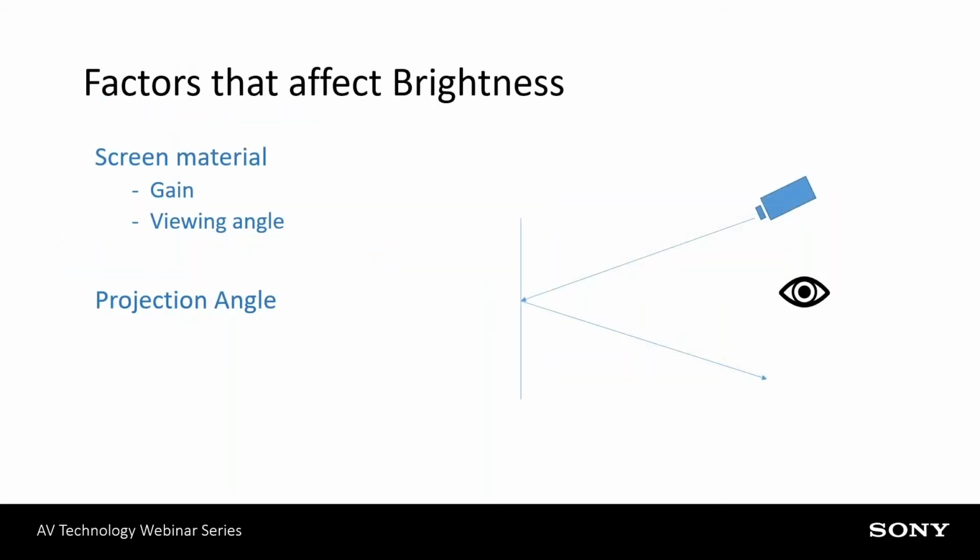Other things that affect brightness: screen material, viewing angle, projection angle. When light hits a screen, the screen's primary job in life is to reflect that light back towards the viewer's eye. But if the projector is tilted a lot, the light is going to come in at one angle and reflect back at another angle. In an ideal installation, the angle it reflects off the screen is coming back at the viewer's eye, but very rarely is there an ideal installation.